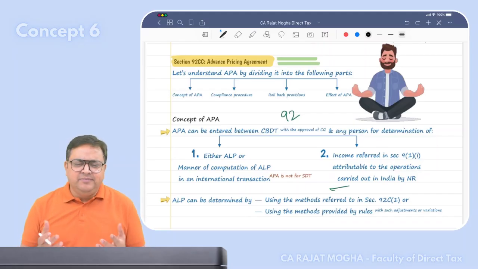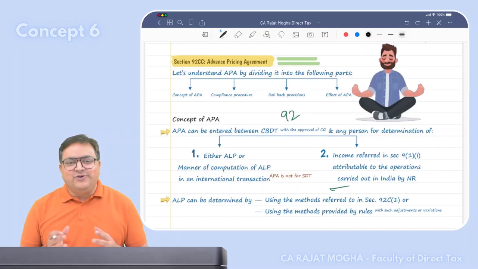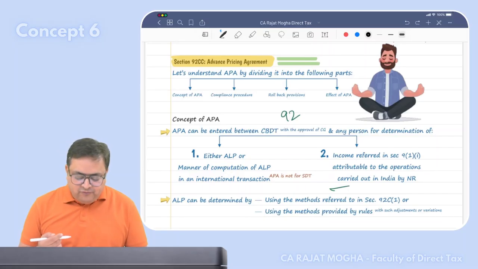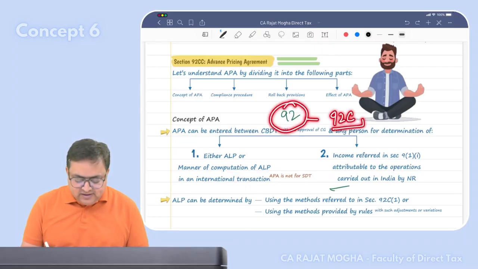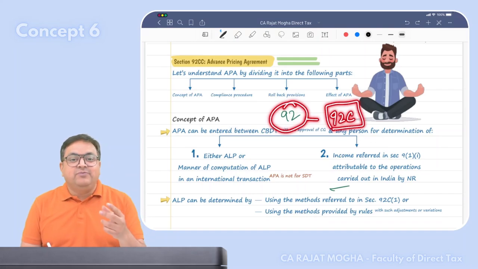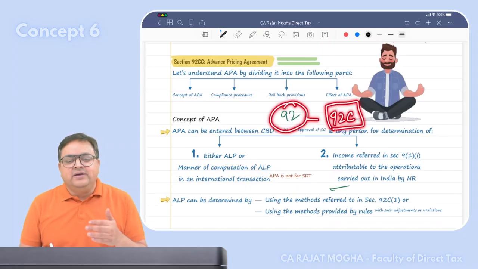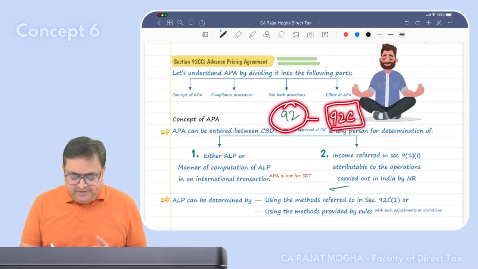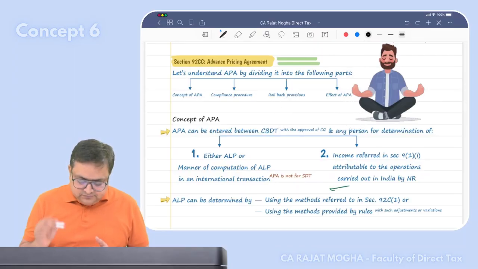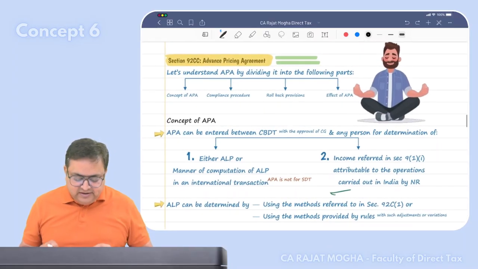So if it is at ALP, then very nice. But if it is not at ALP, then we have to determine the correct ALP, right? And how we determine the correct ALP is given by section 92C. We have 5 plus 1 methods. Why I'm saying 5 plus 1? Total it is 6, but actually 5 methods are specifically given, and the sixth method can be any other method that can be prescribed by the department, right? Now let us start with 92CC.